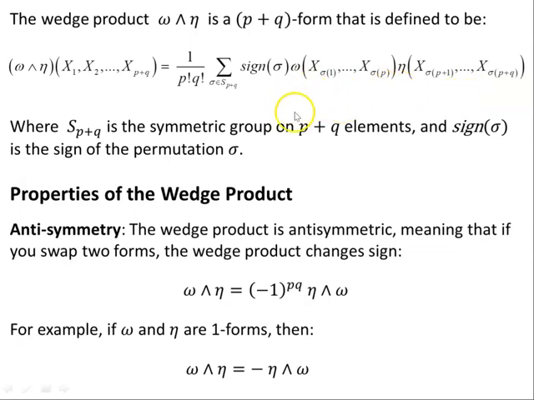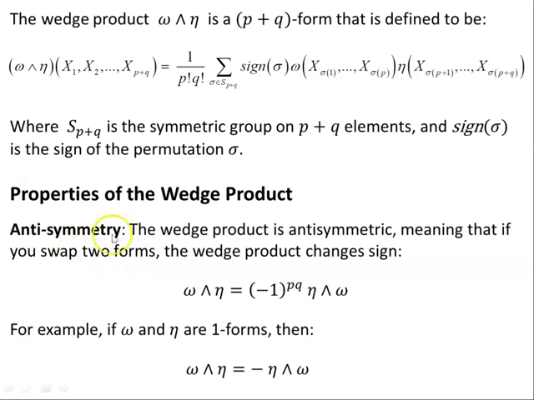Okay, so then we need to ask ourselves, what is this sine sigma? Which is of course just going to be the sign, a plus or minus 1. And this here, the symmetric group, what on earth is that? We'll have a look at that in a minute. And this factor out here is to normalize it, rescale it, so to speak. Okay, so S subscript p plus q is the symmetric group on p plus q elements, and sine sigma is the sign of the permutation sigma. Okay, so as I said, if omega was a 1-form and eta a 2-form, then you're going to have a 3-form produced, and you'll find that there are 6 terms here when we expand this out.